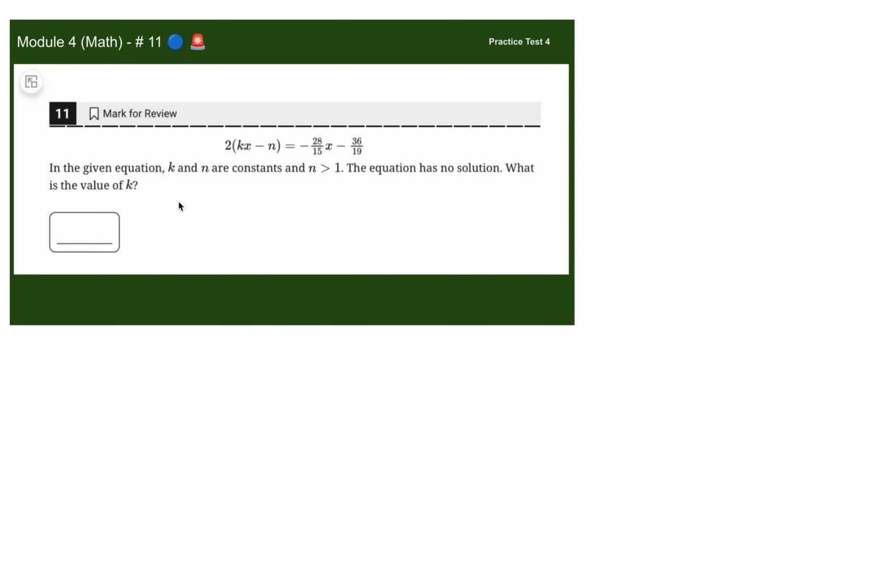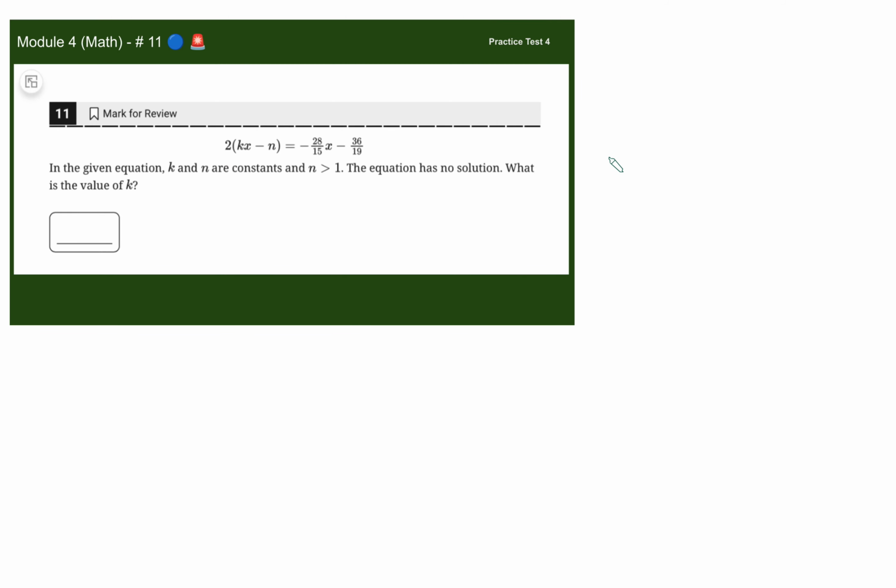Problem here, it says k and n. K and n are constants and n is greater than 1. And the equation has no solution. So these look like two linear equations to me, or that's like a line. Like that could be y equals mx plus b, and that could be y equals mx plus b.